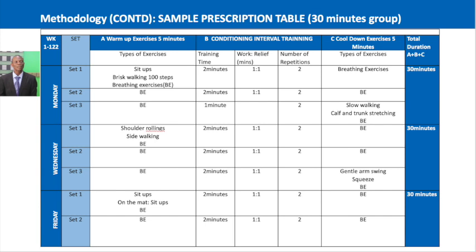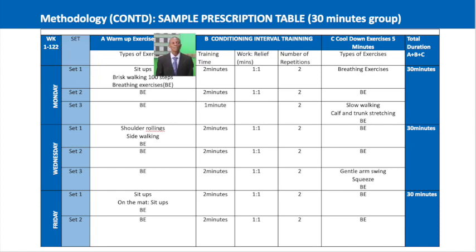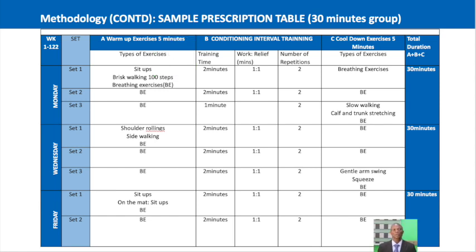The first column there refers to the days of the week and the number of weeks the exercise was carried out. This is the warm-up column, specifying the different types of exercises. Of the other three columns in the middle, the first was talking about training time, the next was talking about work relief ratio, and the last one was talking about the number of repetitions the exercise was carried out. Now this is the cool down phase exercises, and then the total time was shown there.